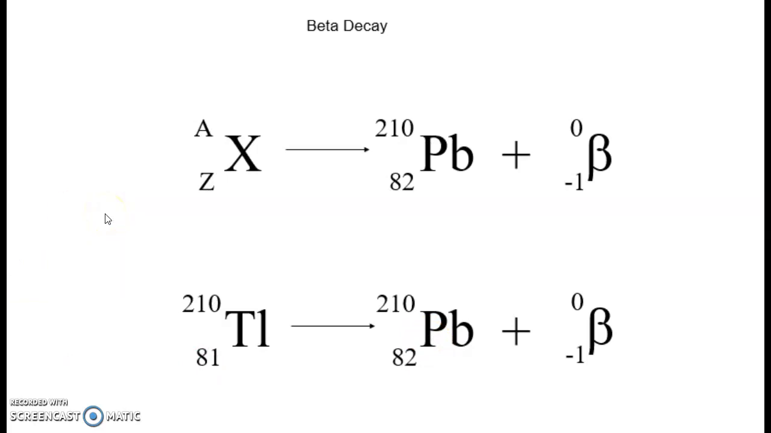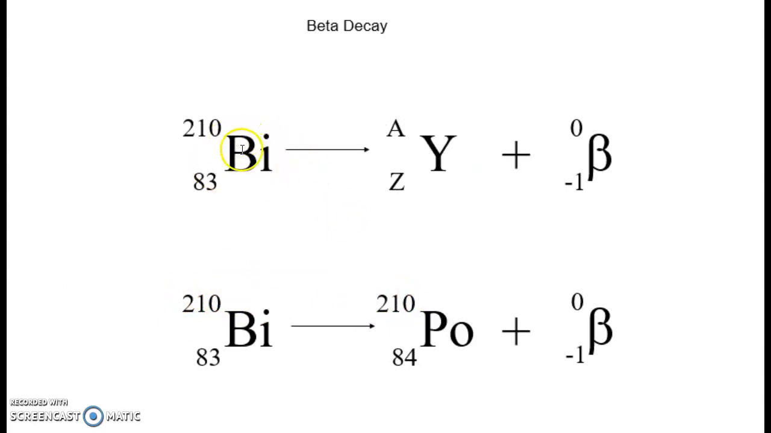Some more examples: if you have an unknown element that decays into lead and a beta, it's very easy to determine what the unknown element is because you subtract your beta from your atomic number, and that tells you that it's 81, and this is thallium, and the mass number would stay the same.